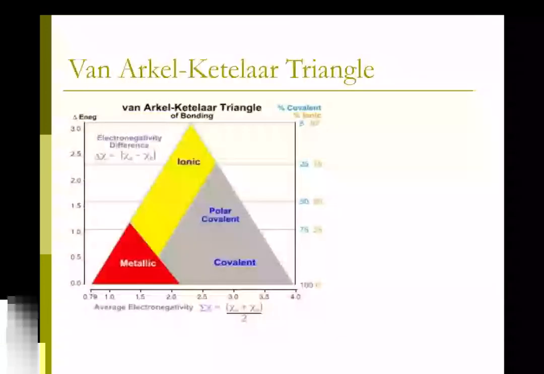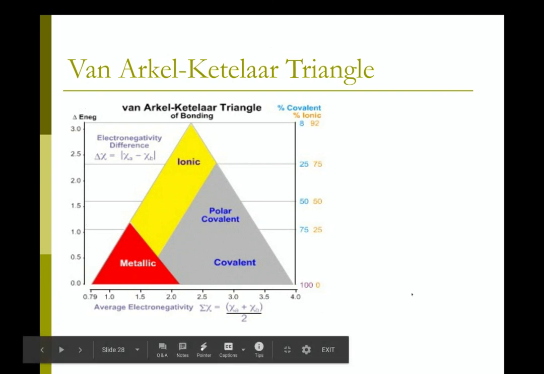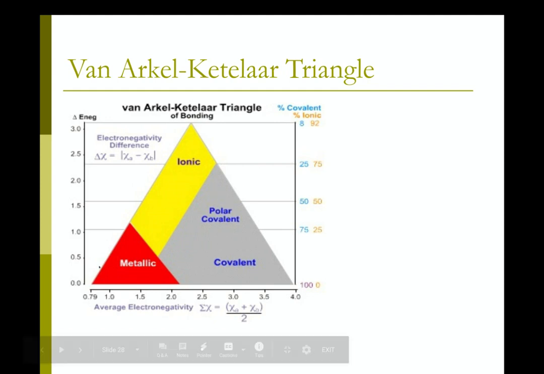To be able to distinguish between all three types of major bonding, you need a diagram and a skill using something called the Van Arkel-Ketelaar Triangle. In the triangle here, you can see that there's not only a spectrum of difference in electronegativity, which you see here on the y-axis, but a comparison of the average electronegativity between the two atoms, which is listed on the x-axis here. And then based on those two quantities together, you can categorize any pair of elements as being metallic, ionic, polar covalent, or covalent.